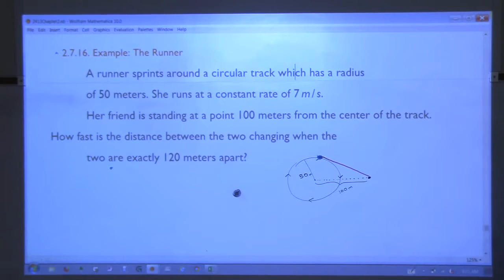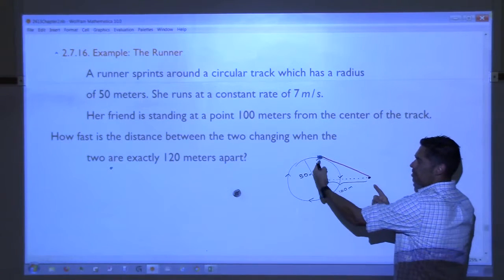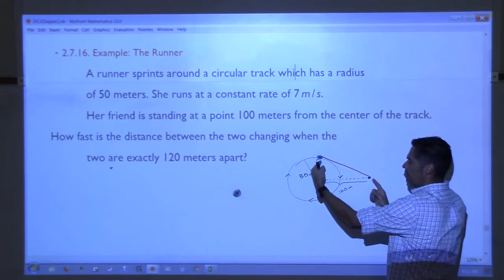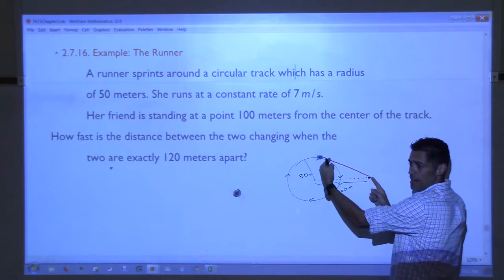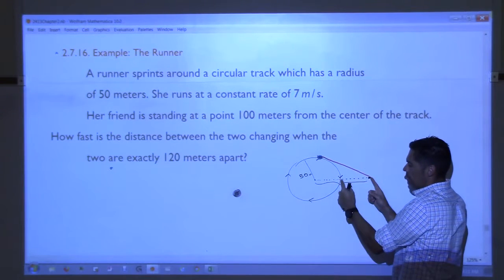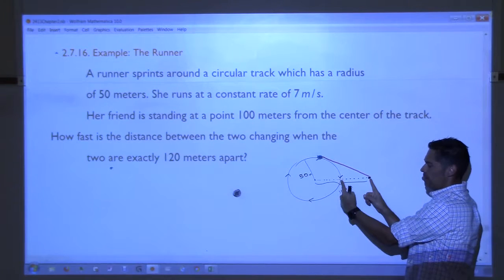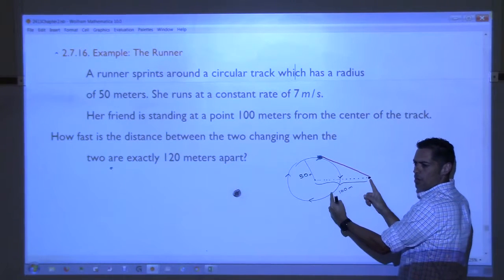then that red line is changing also, right? As the person runs around the track. What'll happen if this person's right here right now and they start running, right? Then this is going to shrink. And then when they get to here, how long is that red piece going to be? 50. And then it's going to start getting longer.